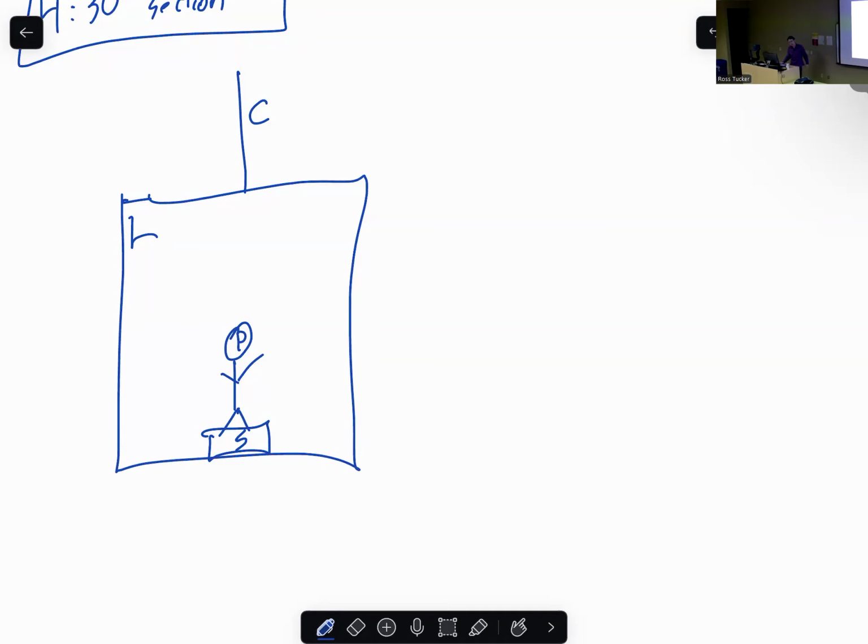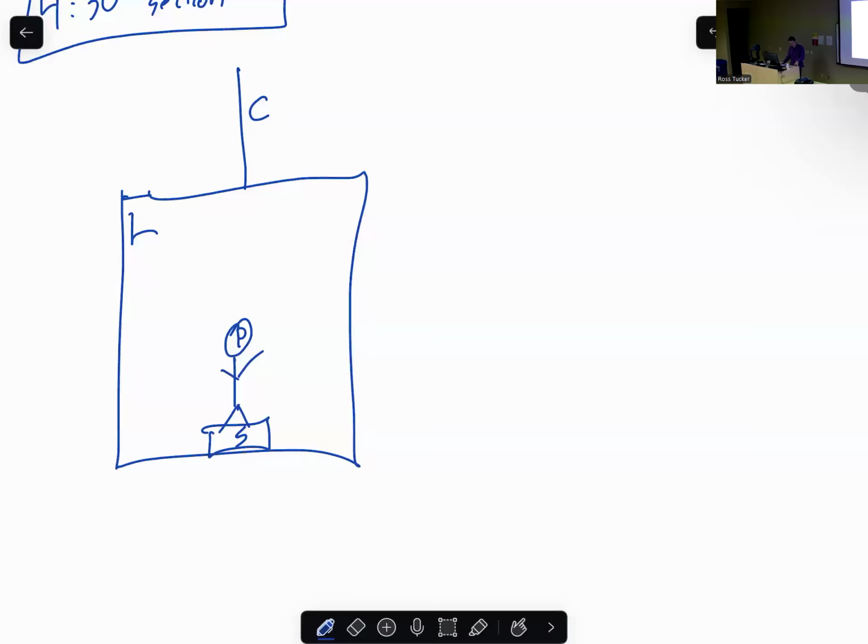Let's start foundationally. I'm going to give you some masses. The lift is 500 kilograms. Cable, I'm not going to ask you about that stuff. Person is 50 kilograms. Scale is 5 kilograms.